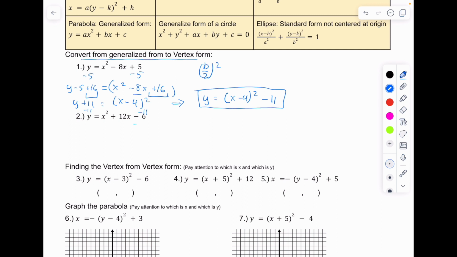Let's isolate my x's, so plus 6, and I have y plus 6. Give myself some space: x squared plus 12x. What is the magic number I'm going to add over here? Half of 12 is 6, squared is 36, plus 36, plus 36. I'm going to have a perfect square on this end, which is x plus 6 squared. Over here, I'm going to have y plus 42, minus 42, minus 42. And I'm going to be left with y equals x plus 6 squared minus 42.